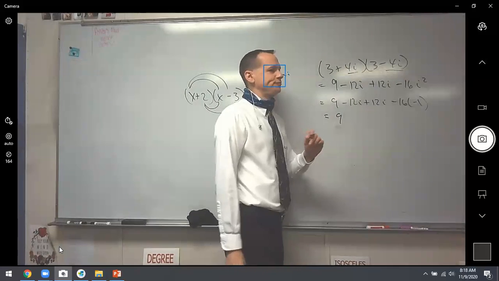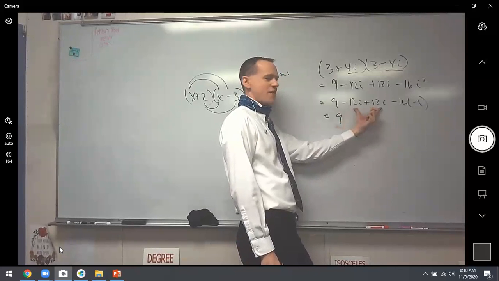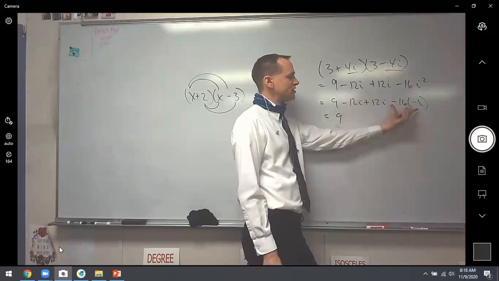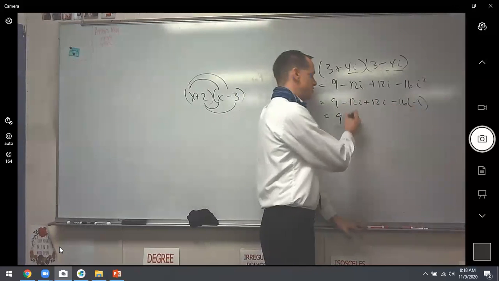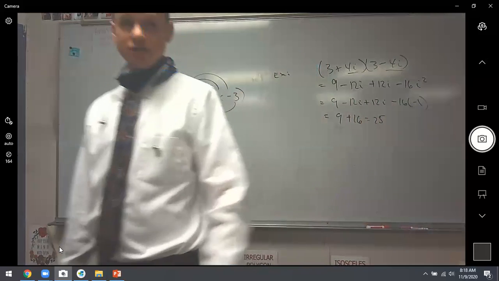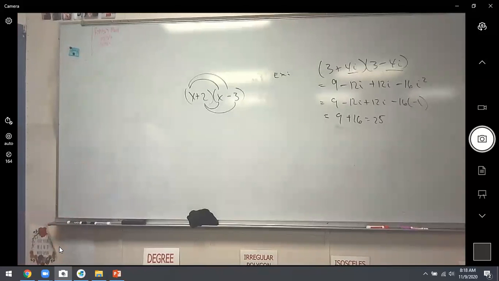Now, while we're at it, look at these two middle terms right here. You got -12i's plus 12i's. They just cancel, don't they? Well, I don't need to write that then. But over here, I got -16 times -1, which is positive 16. And finally, 9 plus 16 turns out to be 25. So the answer to this particular problem is just, there is no imaginary stuff.